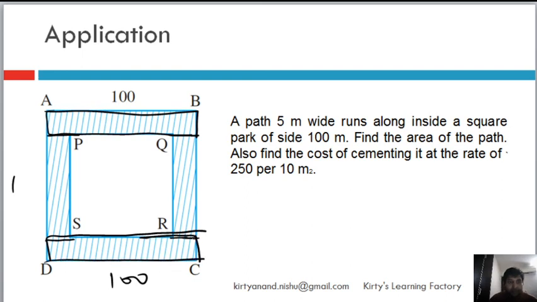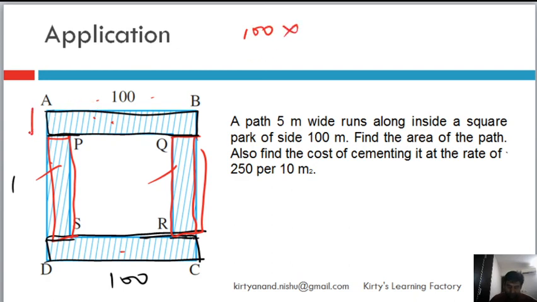Okay, let me change the color. This smaller rectangle here, and this smaller rectangle here. So basically this rectangle is equal to this rectangle. I will find out the area of this rectangle, multiply by 2. I will find out the area of this other rectangle, multiply by 2. I will add the two. What is the length? It is 100. What is the breadth? It is 5. So this is 500, into 2 is 1000.